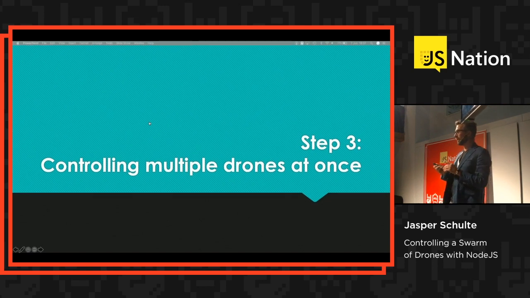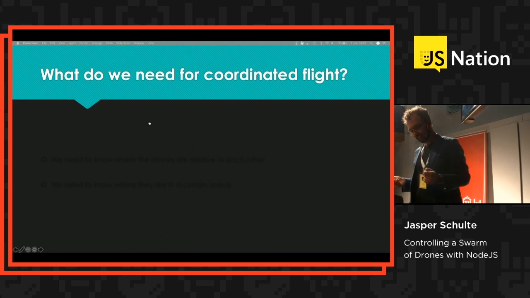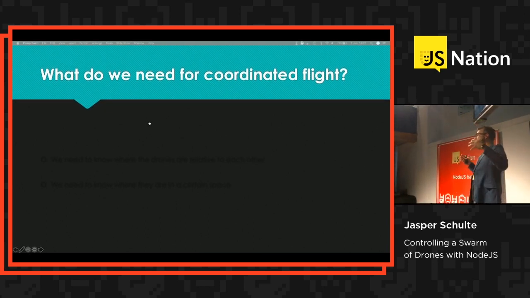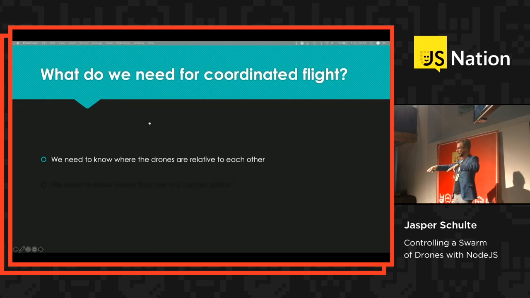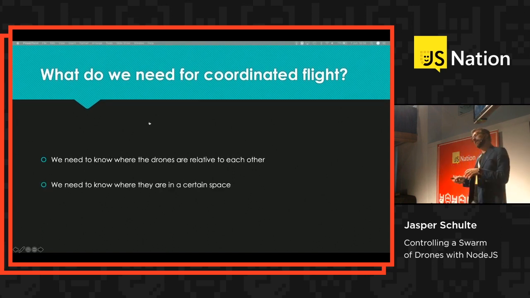I promised you step three, and step three is going to be controlling multiple drones at once. So this is when it really gets interesting. Controlling multiple drones at once is basically just coordinated flight. You're going to have several drones flying at once, and somehow we want to have coordination between them. So what does this mean? In order to achieve this, we need to know where the drones are relative to each other. And in order to know that, we need to know where a drone is in a certain space.